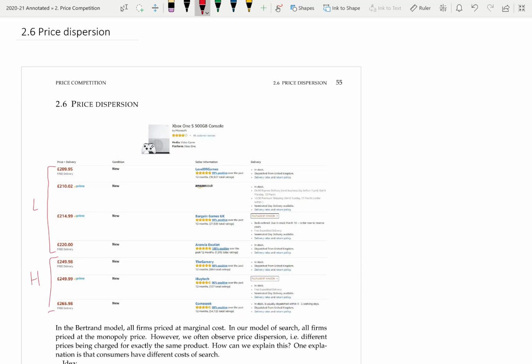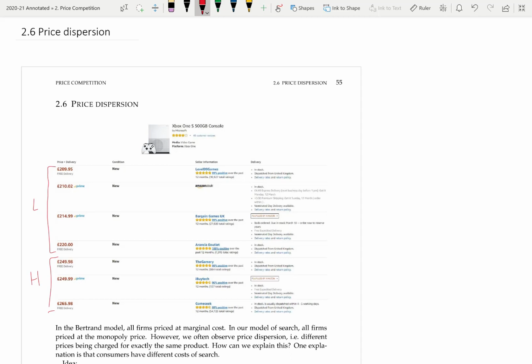In the Bertrand model, all firms priced at marginal cost. And in the search model, all firms priced at the monopoly price. So in neither of those models where the product was homogeneous did we have price dispersion. However, we often observe price dispersion, different prices being charged for exactly the same product. So how can we explain that?